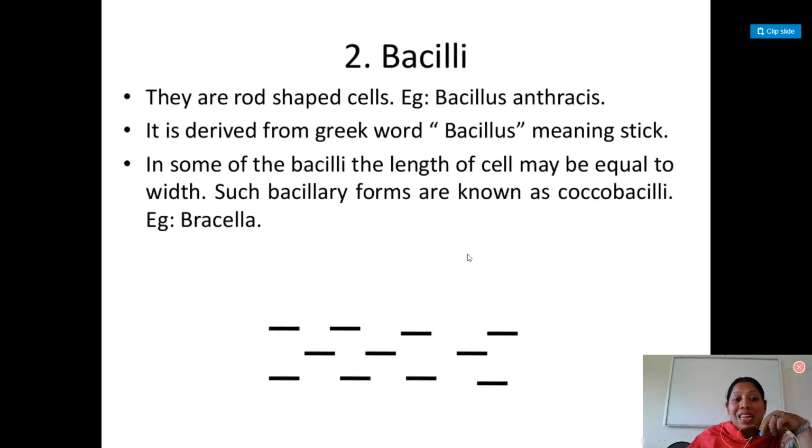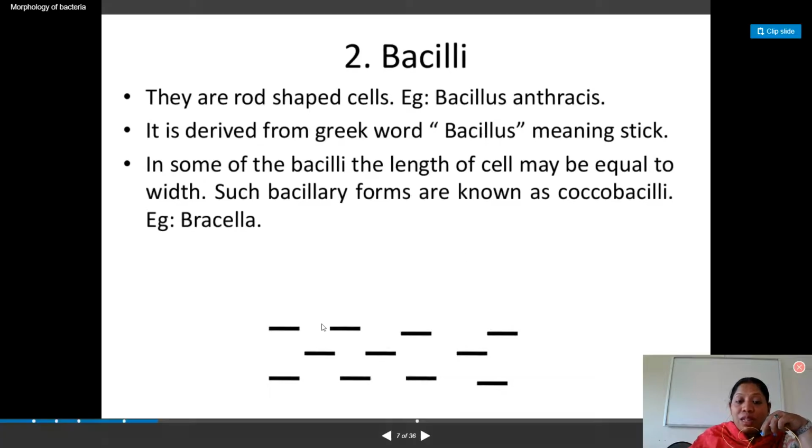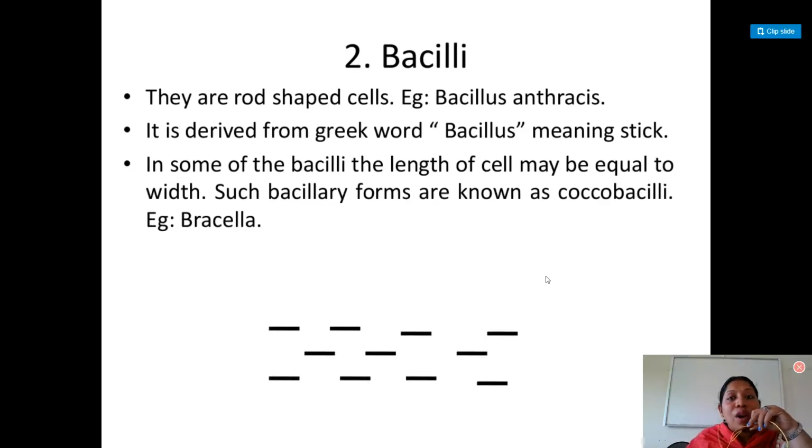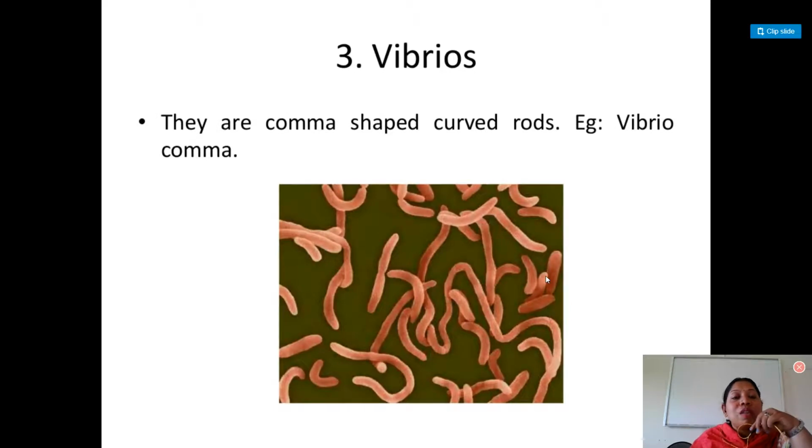Second one, bacilli. Now they are rod shaped. You can see here they are rod shaped. Example is Bacillus anthracis. It is derived from the Greek word bacillus, meaning stick. In some of the bacilli, the length of the cell may be equal to the width. Such bacillary forms are known as cocobacilli. It gives the appearance of cocci also, that's why it is called cocobacilli. Example could be Brucella.